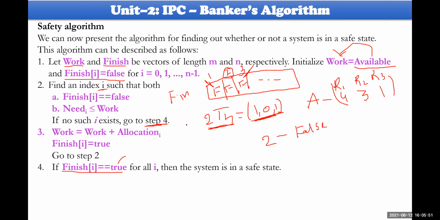Okay, and need is less than or equal to work. Observe each and everything. So 1 is less than or equal to 4 for the first resource type, R1. Similarly, 0 is less than or equal to 3, for resource type R2. Similarly, 1 is less than or equal to 1, for resource type R3.